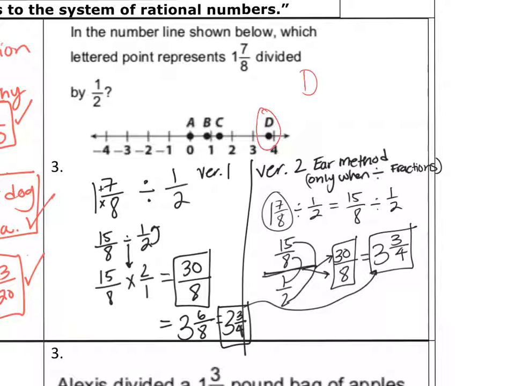So you could say D, or point D, represents 1 7/8 divided by 1/2. Point D. I had to put quotes because it all looks like one word there. So point D represents 1 7/8 divided by 1/2.